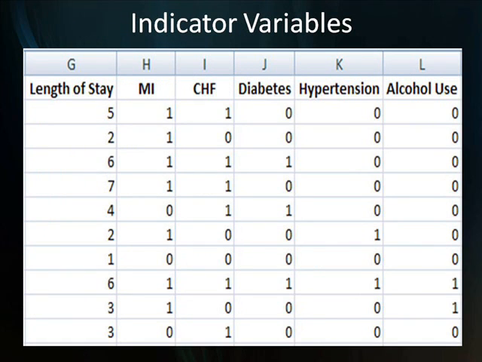Next, here we have detailed the previous data into indicator variables of MI, CHF, diabetes, hypertension, and alcohol use, inserting a formula that calculates the value of each cell pertinent to the variable at hand. The subsequent numerical values have been found accordingly, indicating that the particular diagnosis is or isn't present per each case analyzed here.